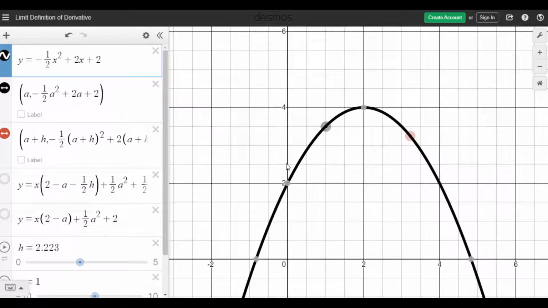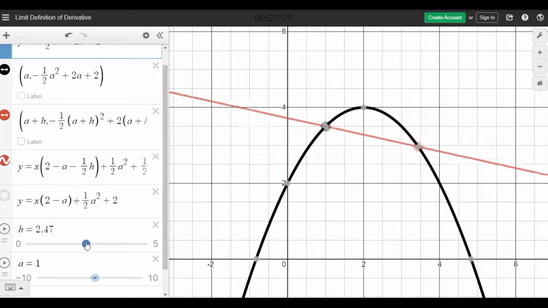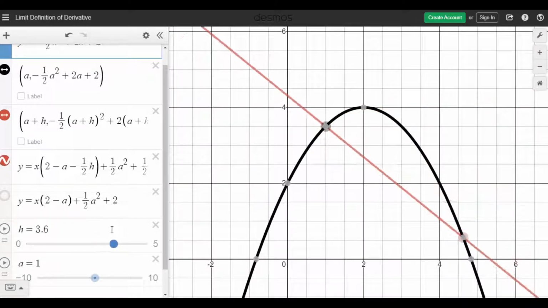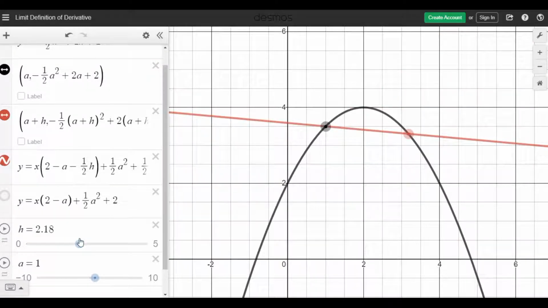Now I'm going to start off by putting a secant line on here. So this secant line is going to give us the slope between 2 points on our curve. And I can move it back and forth. I'm using Desmos.com. In fact, if you Google limit definition of the derivative and Desmos, it should come right up with this. The URL is desmos.com/calculator/JURNQTCLTF, and you should be able to use this same demo right here.